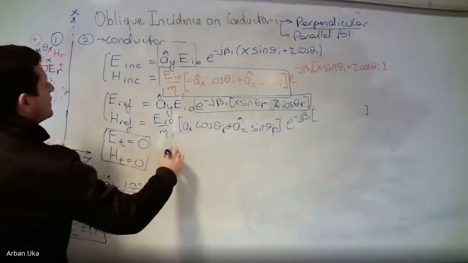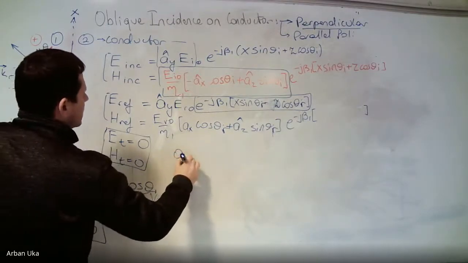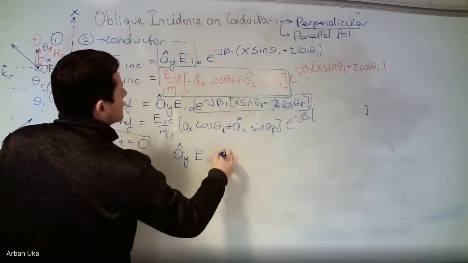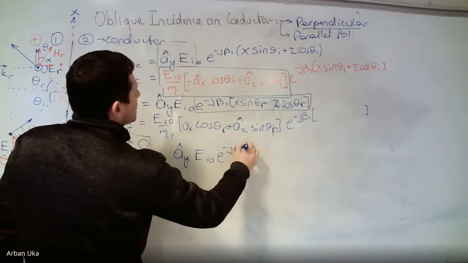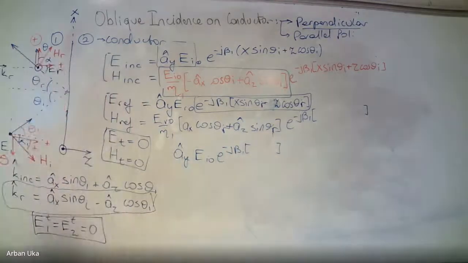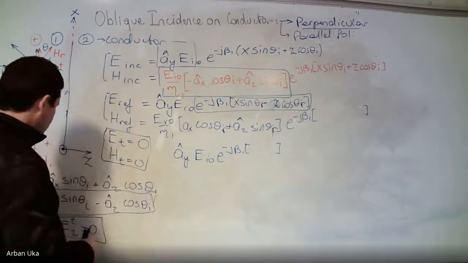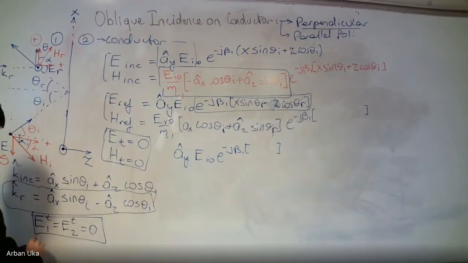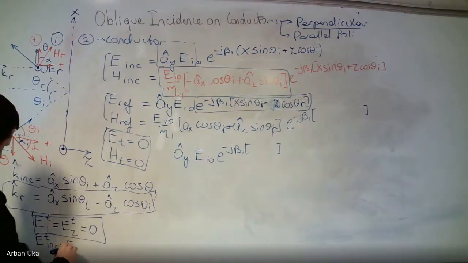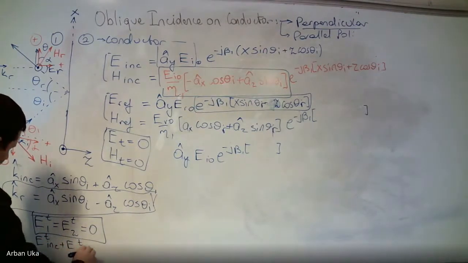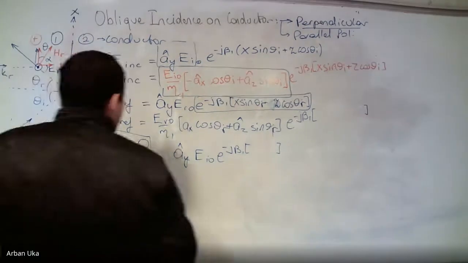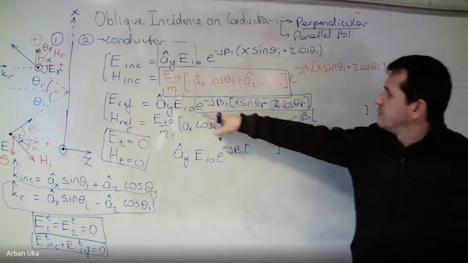So simply, let's say the following. From this boundary condition, we get AY EI0 times e to the power minus j beta 1. Let's leave it like this for the moment. Plus the reflected wave, because we know that in region 1, the electric field tangent component is composed of the incident part plus the electric field tangent component for the reflected part. This is all going to be equal to 0, right? And if we do that, we have this term plus this other term here.